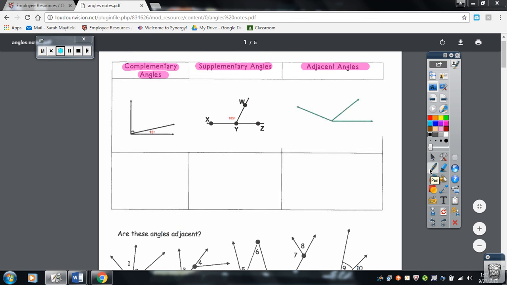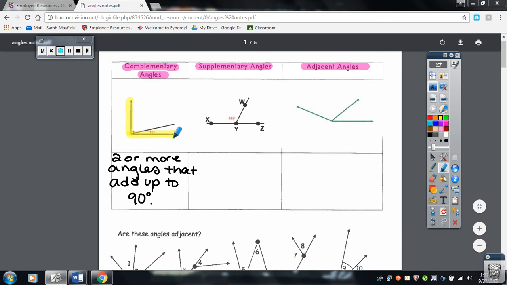Okay? Complementary angles. They are 2 or more angles that add up to 90 degrees. So this angle addition postulate we learned, my 2 angles that were cut add up to equal my 3rd angle. But now I'm telling you my big angle in this problem is 90 degrees. So I have this little angle and I have this little angle, and when you add it up, it makes 90 degrees. I know this is 90 degrees because of this little box symbol right here. Okay? Complementary angles mean they add up to equal 90 degrees.